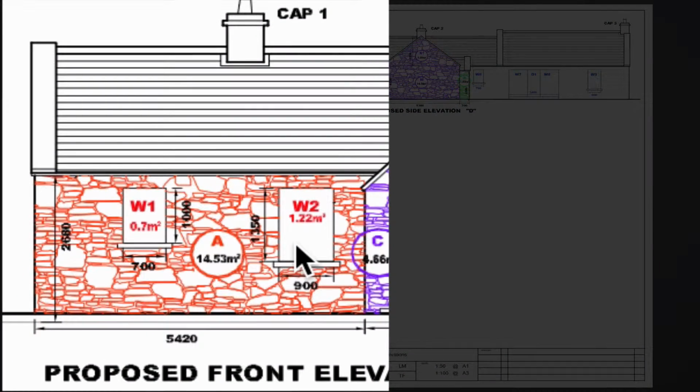When we talked there about the opening sizes, we were referring to the window openings in area A, W1 there, and W2. Now the reason you minus the openings is because you don't need stone for the window areas. So that's why you take the actual openings out of the overall area to find out how much stone you actually require.